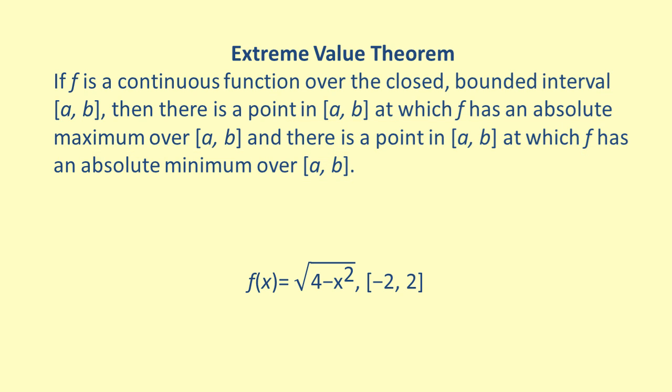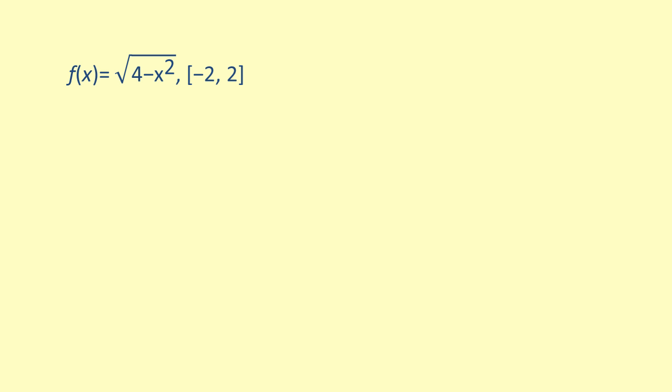We will consider the function f of x equals the square root of the quantity 4 minus x squared over the closed interval from -2 to 2. Let's ask ourselves a couple of questions. First, does the extreme value theorem guarantee the existence of an absolute maximum and a minimum for f over the interval? And if it does, where are the absolute maximum and minimum values?